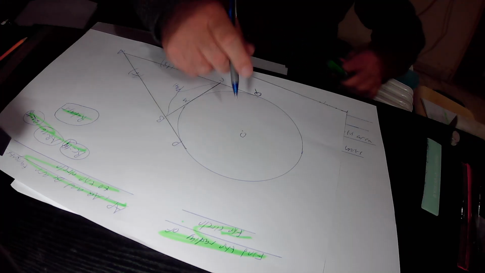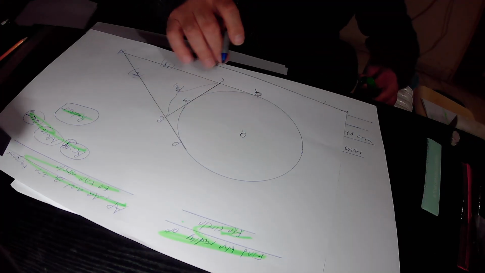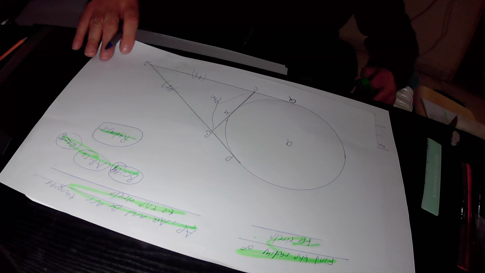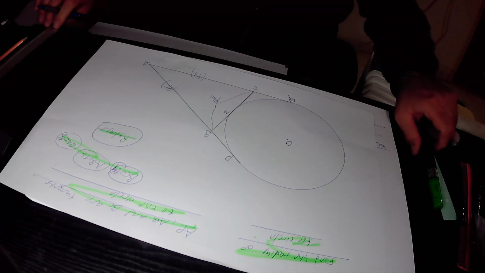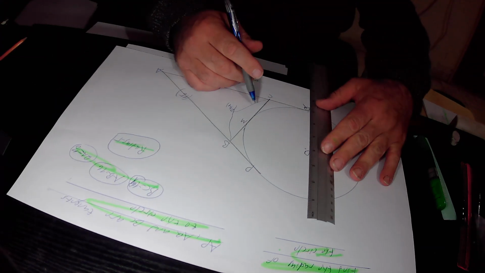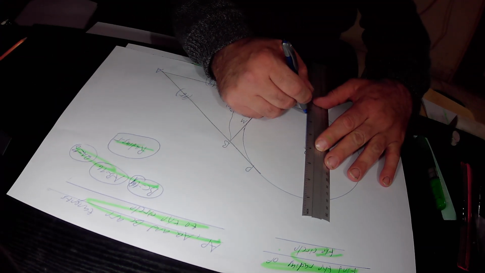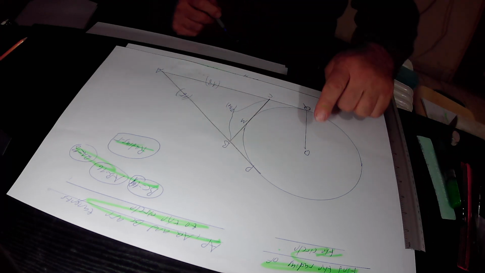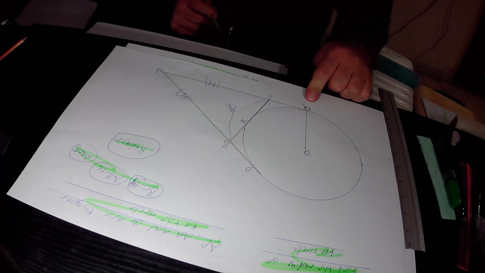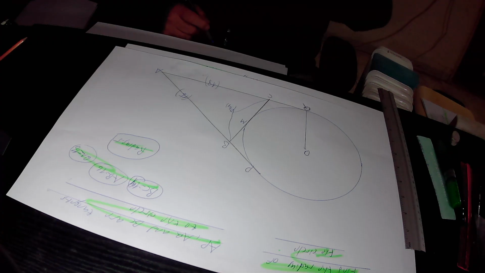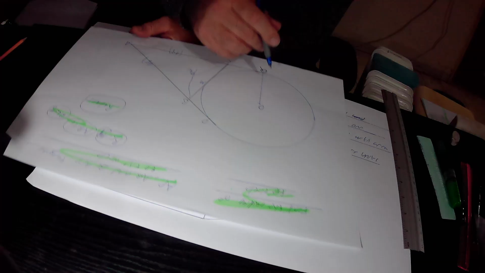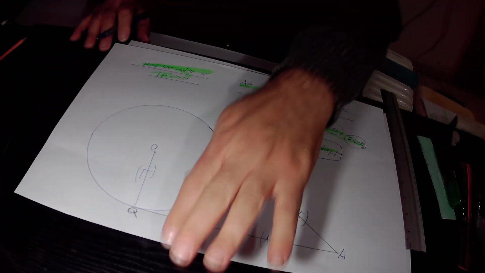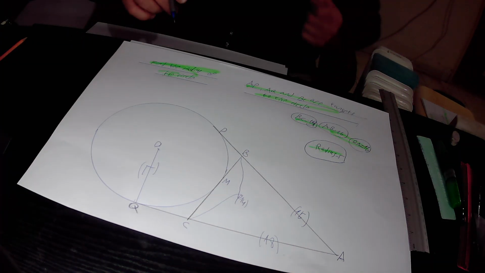And we will join points O and Q together by a straight line. Point Q is the point of tangency of tangent AQ with this circle. Point O is the center of this circle. Point Q is a point on the circle itself. Therefore, OQ is the radius of this circle, equal to R.